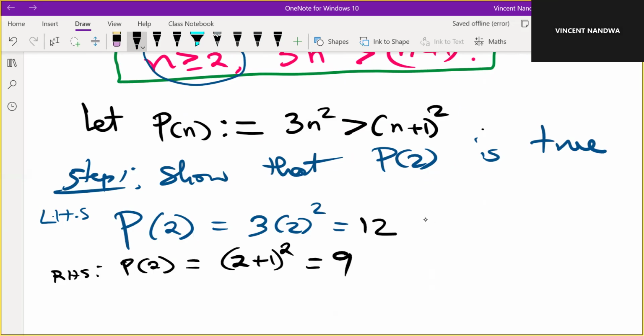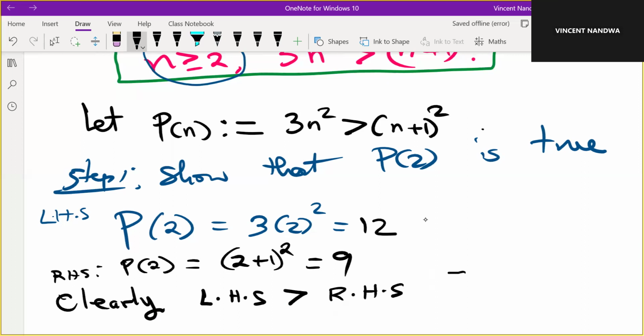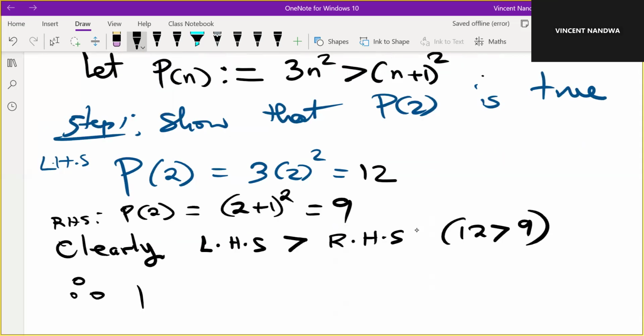Yeah. So clearly, we can see that left-hand side is always greater than right-hand side. Yeah, 12 is always greater than 9. Okay? So then, and this is what we need to show, that the left-hand side of this statement is always greater than the right-hand side. So therefore, P of 2 is true. So that's the basic step.